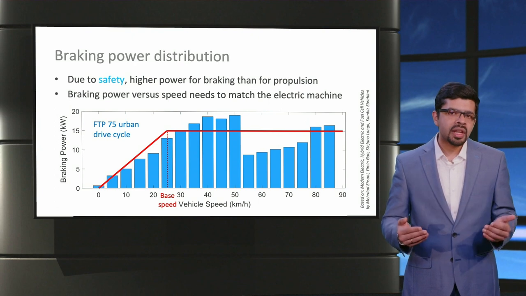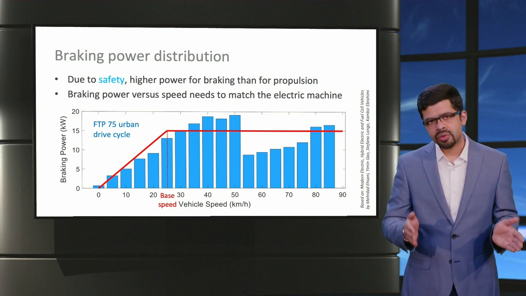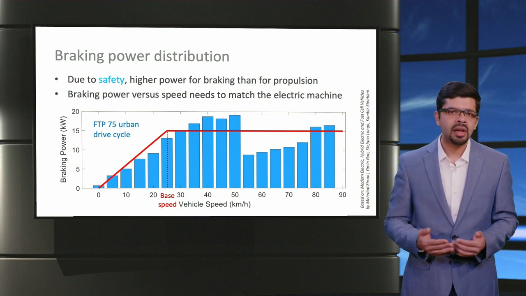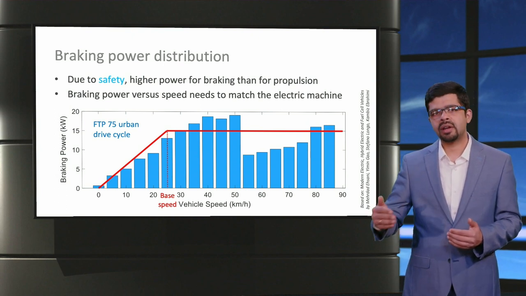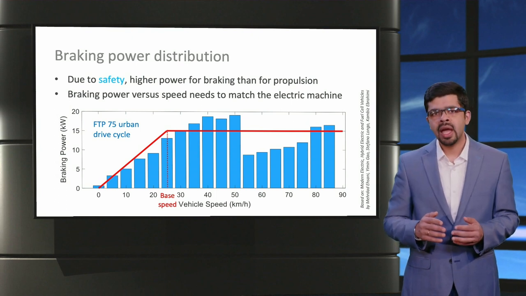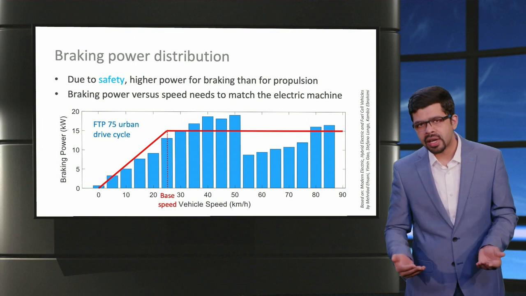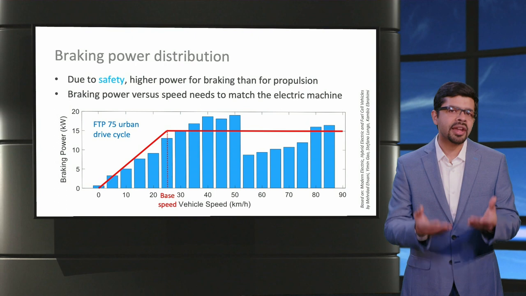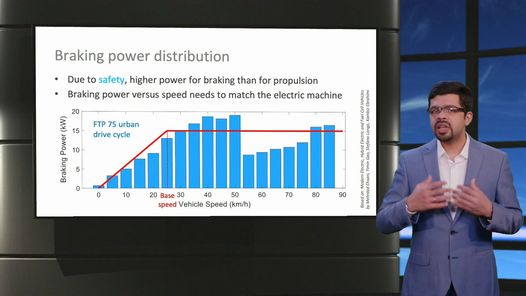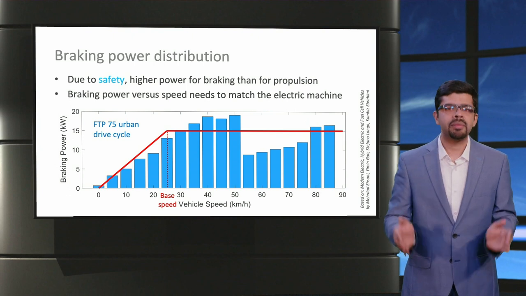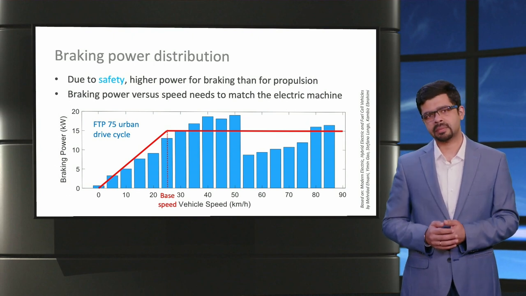The graph shows an example of the braking power distribution versus vehicle speed for the FTP 75 urban driving cycle, compared to the power-speed characteristics of an electric machine shown by the red line. Hence, depending on the machine's power rating and its base speed, not all the braking power can actually be recovered. So regenerative braking systems are always used in combination with a mechanical braking system.